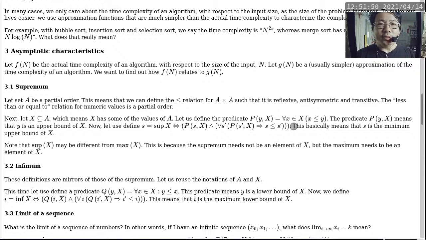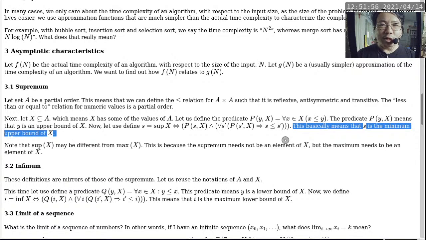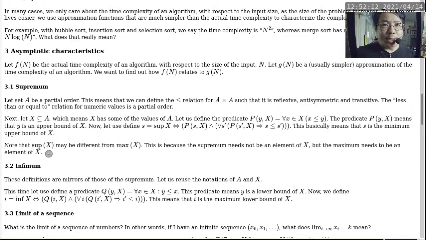The next sentence actually explains that too. This basically means s is the minimum upper bound of x. Oh, okay. But isn't that really the same thing as taking the maximum? Isn't that really the definition of maximum? Well, as it turns out, the answer is no. And that's why we have the next paragraph explaining why supremum is not the same thing as maximum.